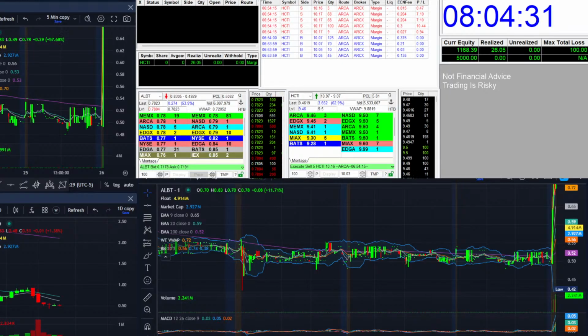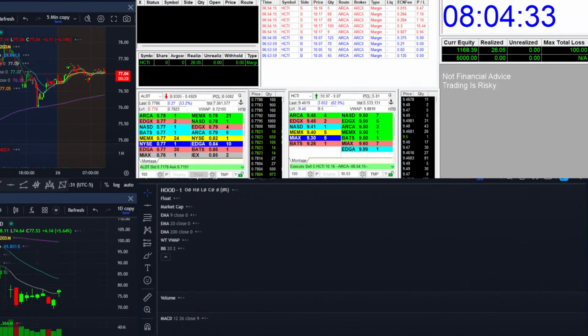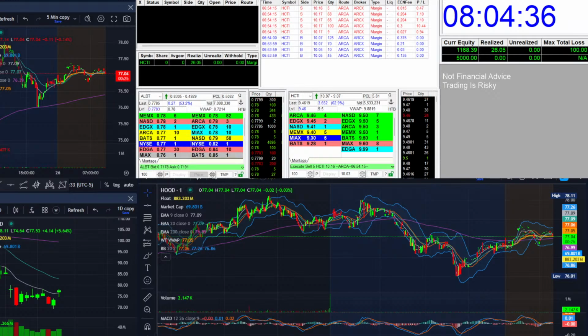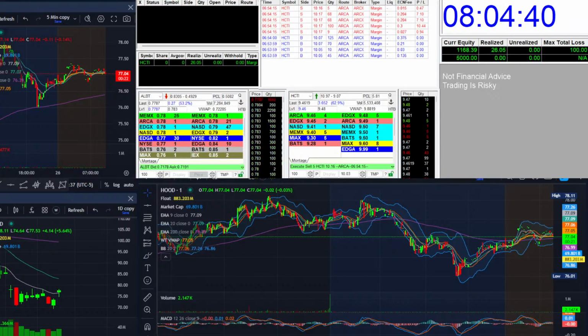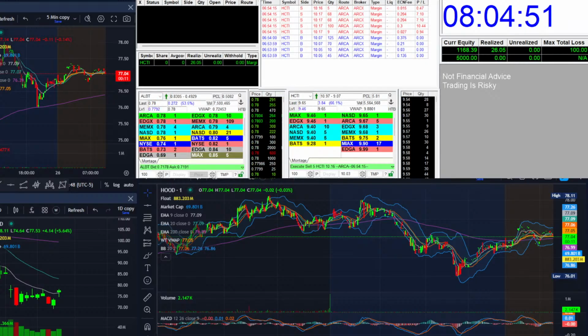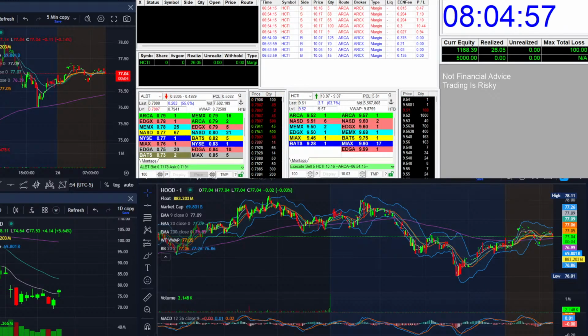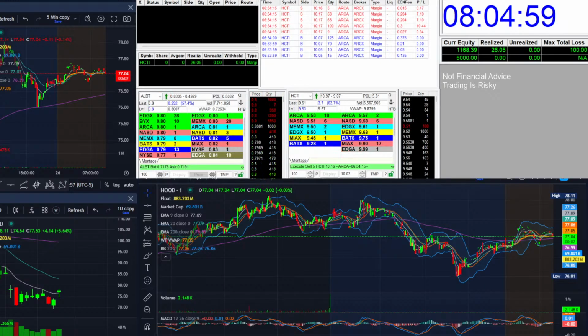So once I get my money back. It bounced off 76, went to a high of 77. It looks like it's bouncing off the 200 EMA on the 5-minute. If it can break over $78, which is at 77, then it can make a new high.